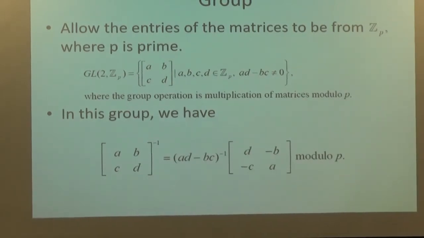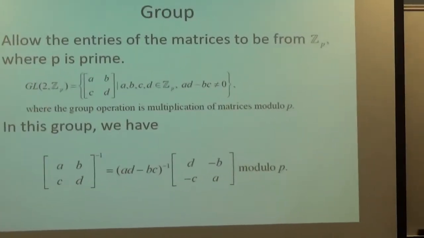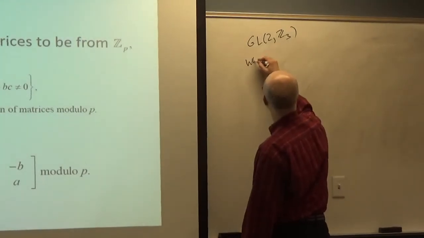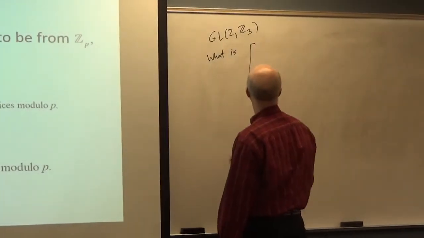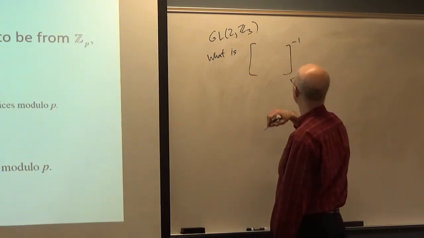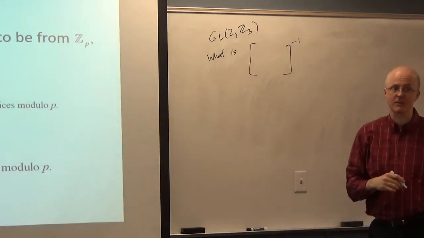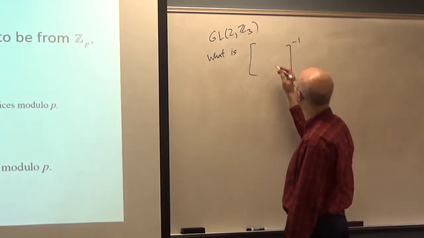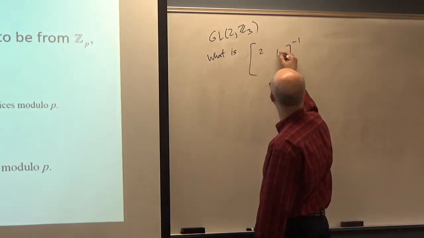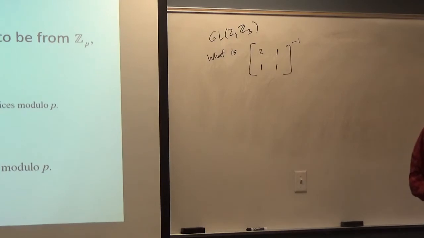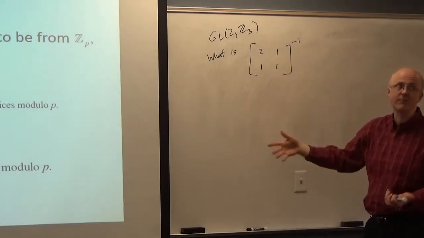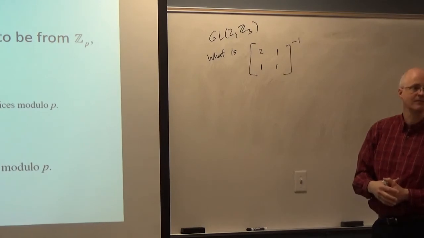Let's just take an example. Let's consider GL2, say Z3. And I might wonder, what is the multiplicative inverse of the following matrix? I better make it invertible. Better make its determinant non-zero mod 3. So I do need to be a little careful. Oh, let's say I do 2, 1, 1, 1. So that's a matrix in ZP. And the determinant will be 2 minus 1 is 1. Mod 3 is still 1. It's non-zero.